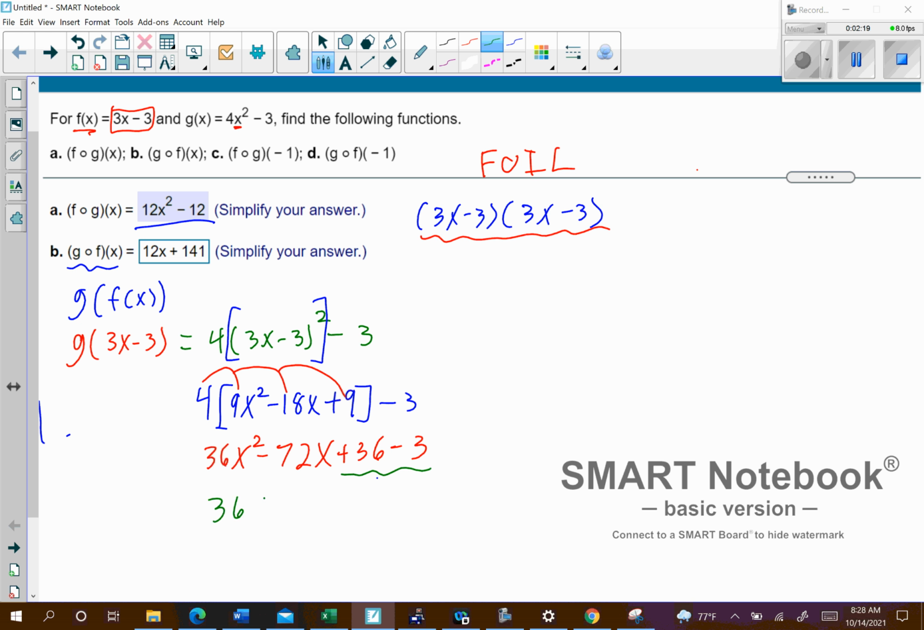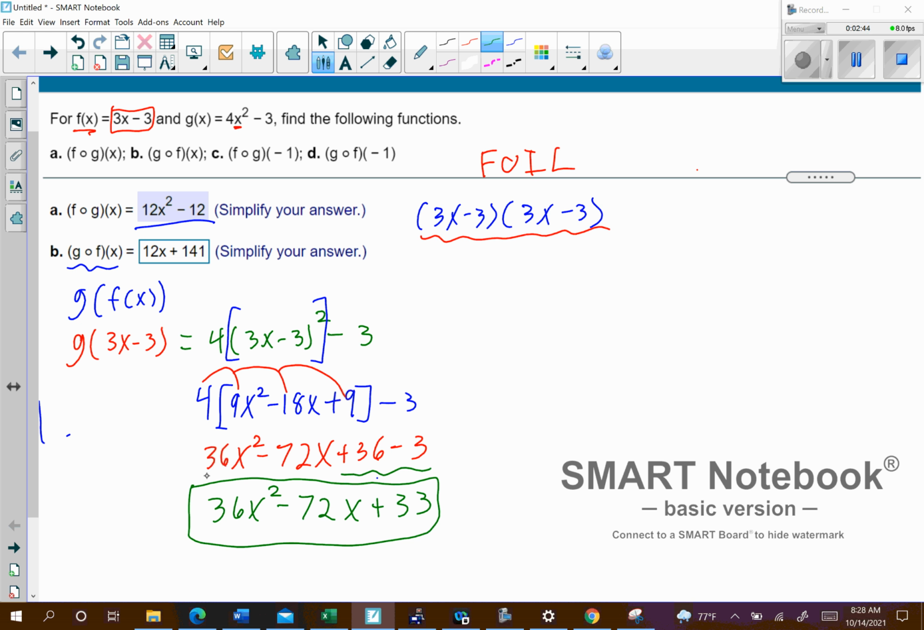So then let's see what we end up with here. Looks like a plus 33. Now, you could factor this a little bit, but that's not really what this problem's about. So we'll just go ahead and leave it like that.